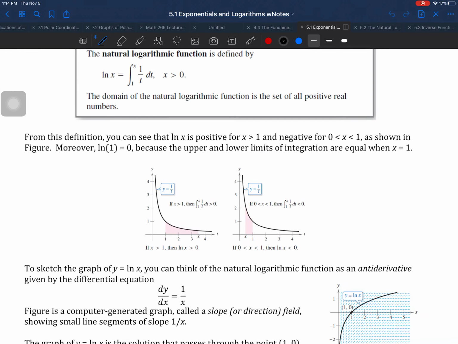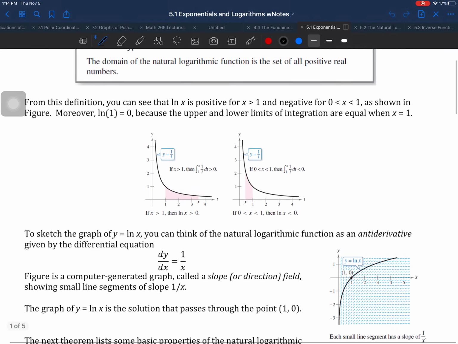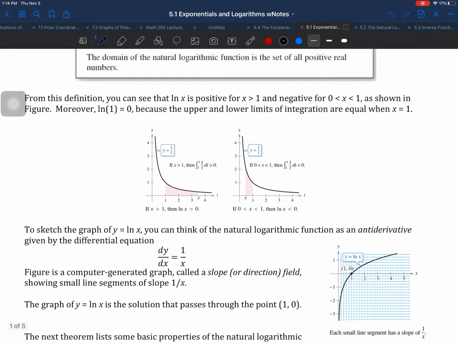So we want to observe this function here. If you notice, the natural log function's value is above the x-axis, meaning it is positive. It is 0 when x is 1, and it is negative whenever x, or the domain, is between 0 and 1.